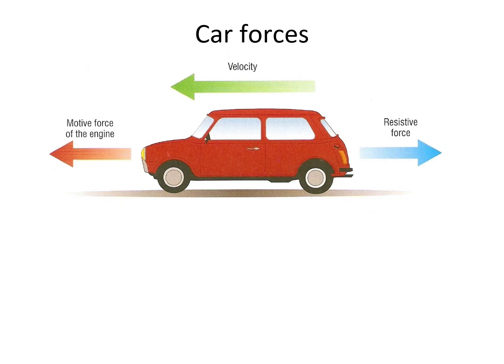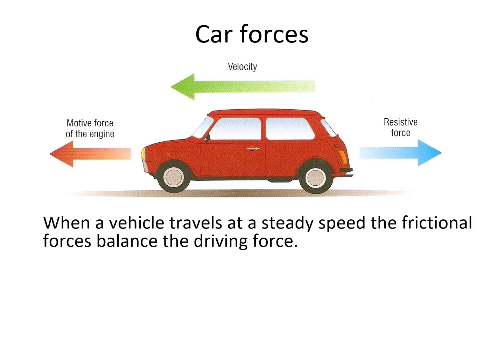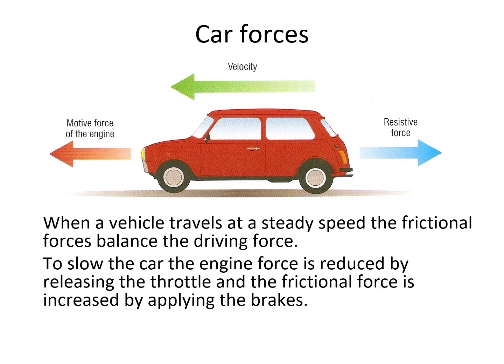Now we're going to look at forces on cars. So you get the thrust, or the driving force, or the motive force of a car, which moves it forward. Then you've got resistive forces at all times when it's moving. So you will have drag and you'll have friction, for example. So when a vehicle is traveling at a steady speed, the frictional forces balance the driving force. So that's related back to Newton's first law.